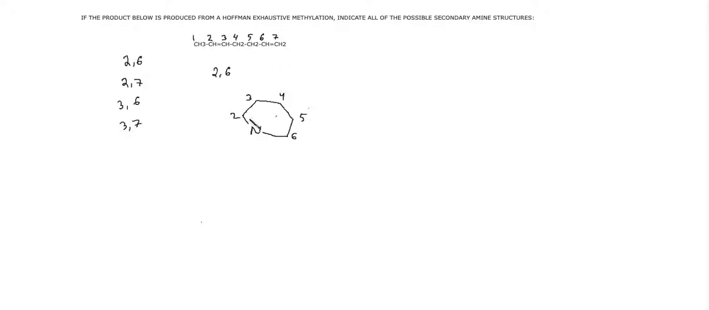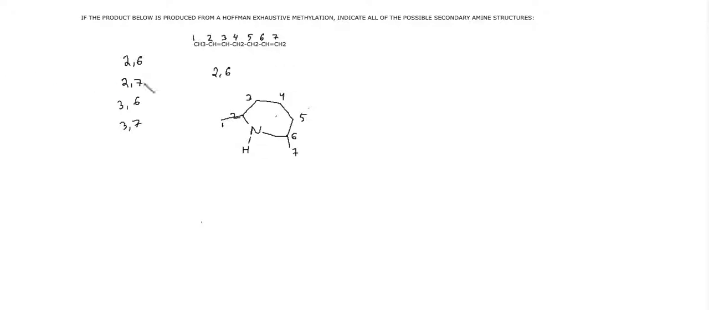I'm also missing some carbons. My carbon number 2 is connected to carbon number 1, so I'm going to draw carbon number 1 here. And my 6 is connected to 7, so I will draw carbon number 7. Also, because the nitrogen likes to have 3 bonds, I'm going to give it another bond with the hydrogen. So this is my 2,6 nitrogen structure.